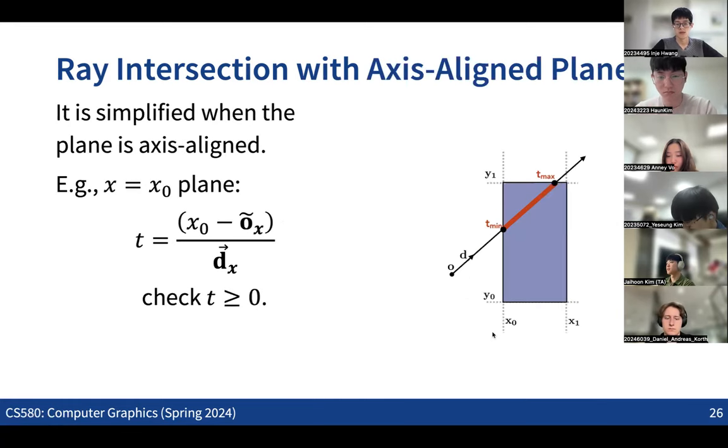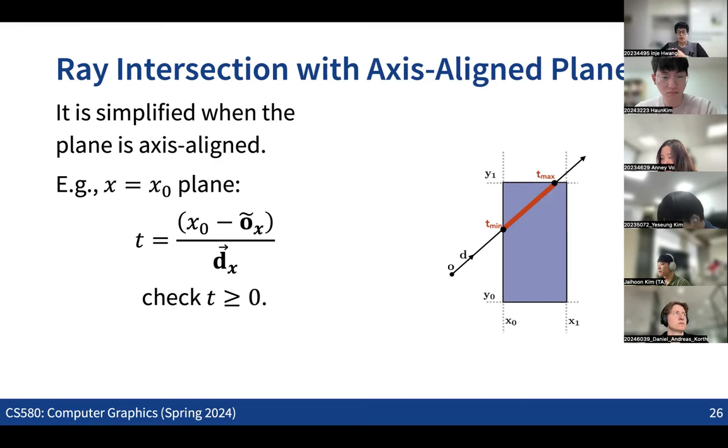And this ray and plane intersection becomes much simpler if we have an axis-aligned plane. We're also going to see cases with axis-aligned planes. For example, when you have a plane which is parallel to the YZ plane, then the intersection can be calculated in this simple form. So these are all simple calculations.